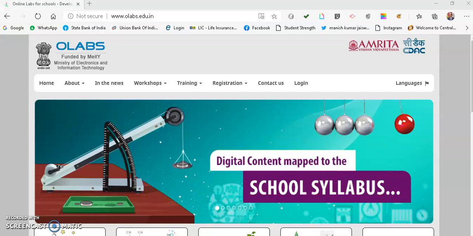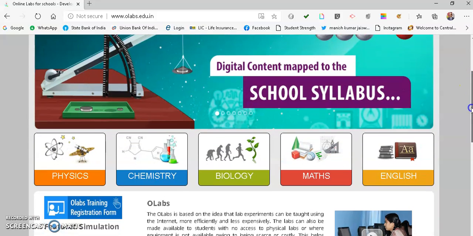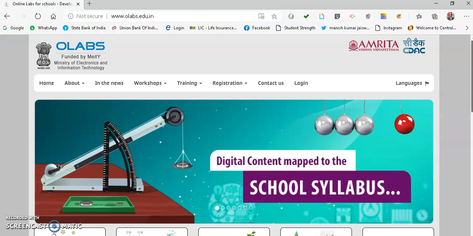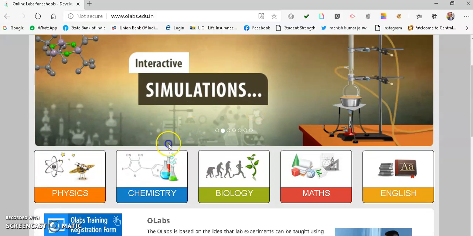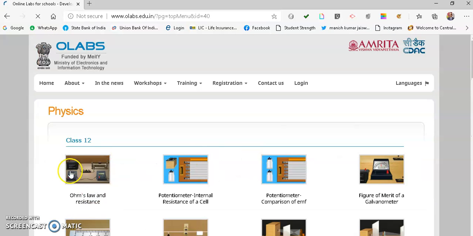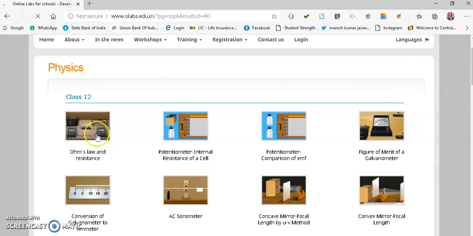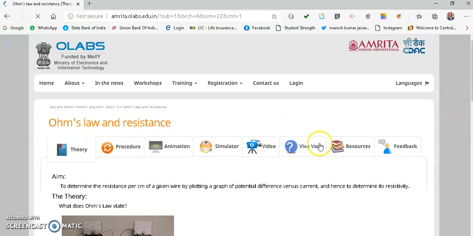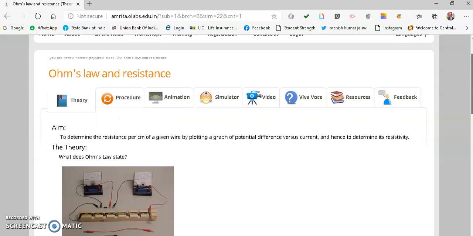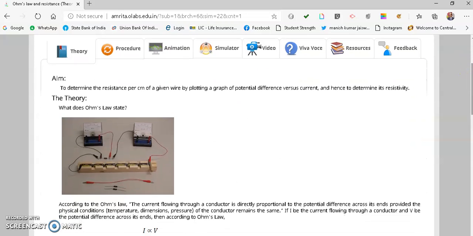Welcome student, once again let us do the Ohm's law experiment from the physics section using the Olabs app or web browser. For that we will click on the physics section and go into the class 12 part. There we will click on Ohm's law and the resistance one, and then first we will see what is the aim of the experiment.